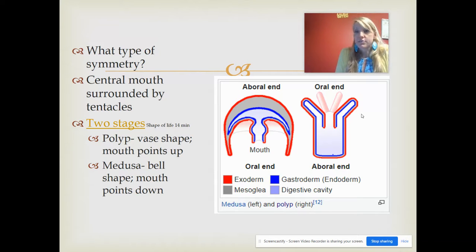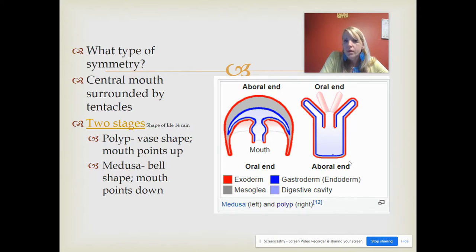Cnidarians have radial symmetry. They're like a basketball. If you cut the basketball, you can cut it a million different ways. Like a pizza, you can cut your pizza and fold it in half and it's symmetrical. It doesn't matter which way you cut your pizza, you fold it in half, it's symmetrical. That would be radial symmetry. They have a central mouth. See, here's their mouth, central mouth, surrounded by tentacles. This would be like a jellyfish body plan, and this would be like a hydra body plan. So polyp and medusa are the two different shapes, or they could be stages of their life.